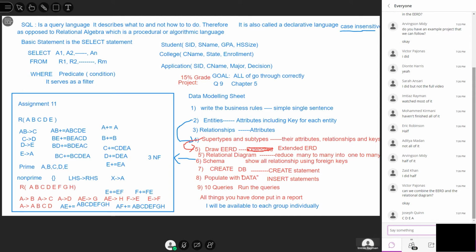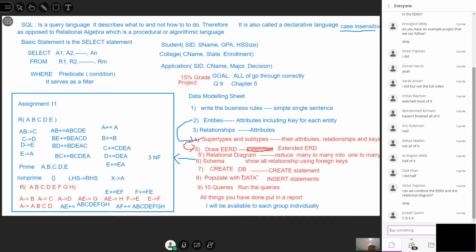AEF. Prime is A, E, and F, right? And everything else is non-prime. Remember, A, E, and F were prime. Now, the question is: is this in third normal form?